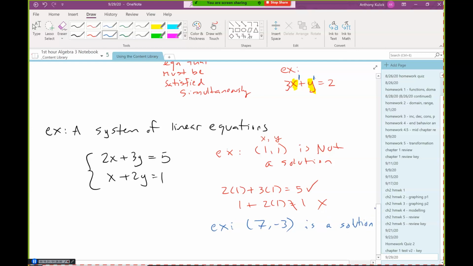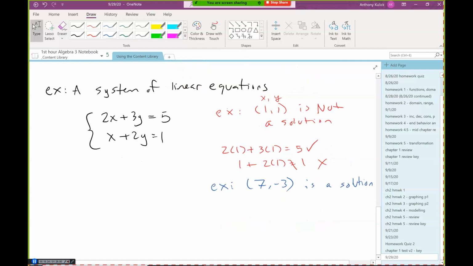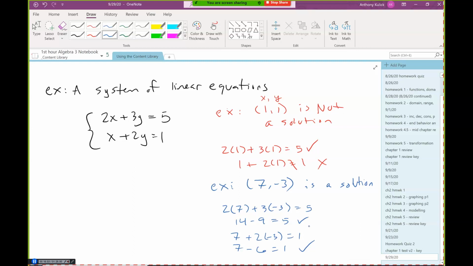However, the point (7, -3) is a solution. Let's demonstrate why. When I plug 7 and negative 3 in for x and y respectively, I get 14 minus 9, which is 5. And when I plug 7 and negative 3 into x and y respectively, I get 7 minus 6, which is also 1. So that is a solution because both equations in my system are satisfied.